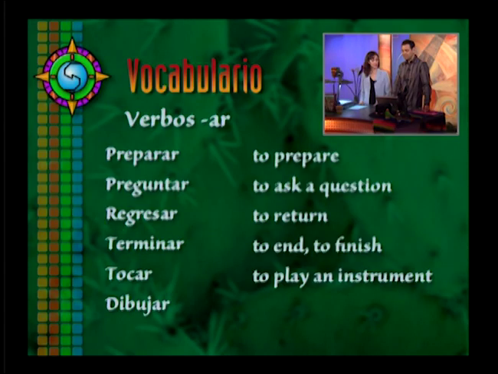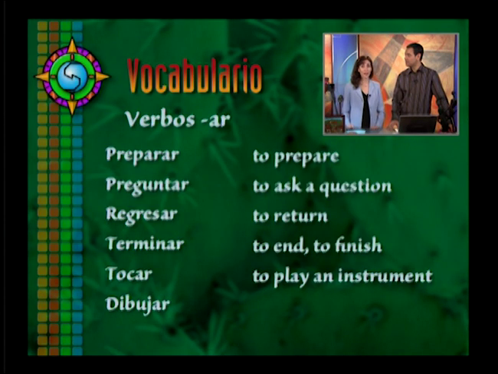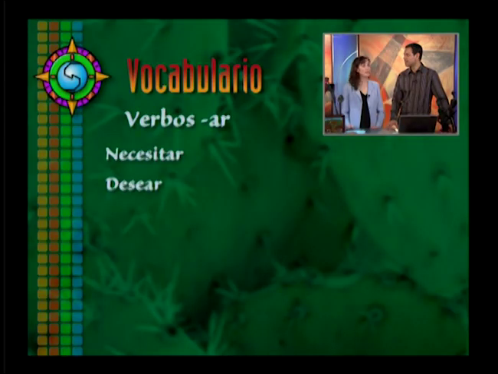Ahora, el siguiente y el último es dibujar. Dibujar, to draw. And we have two more. Siguiente es necesitar. To need. Y el último, the last one, is desear. Este es el verbo to desire, to wish for something.